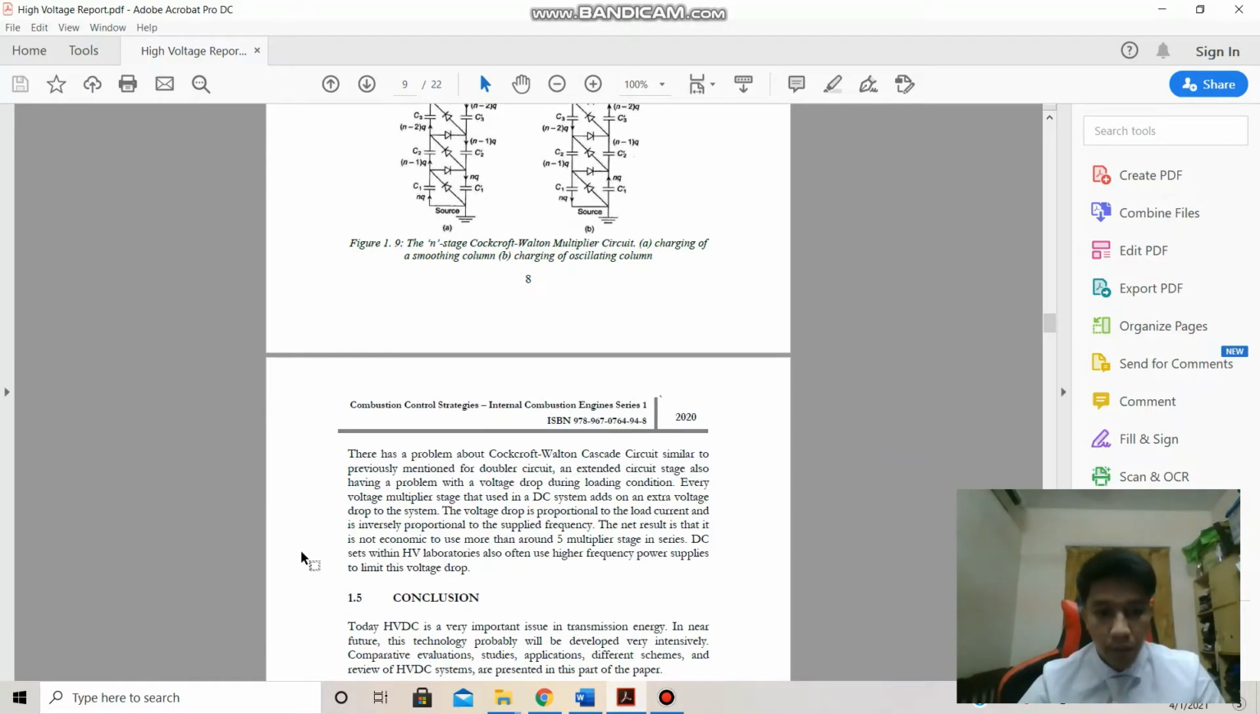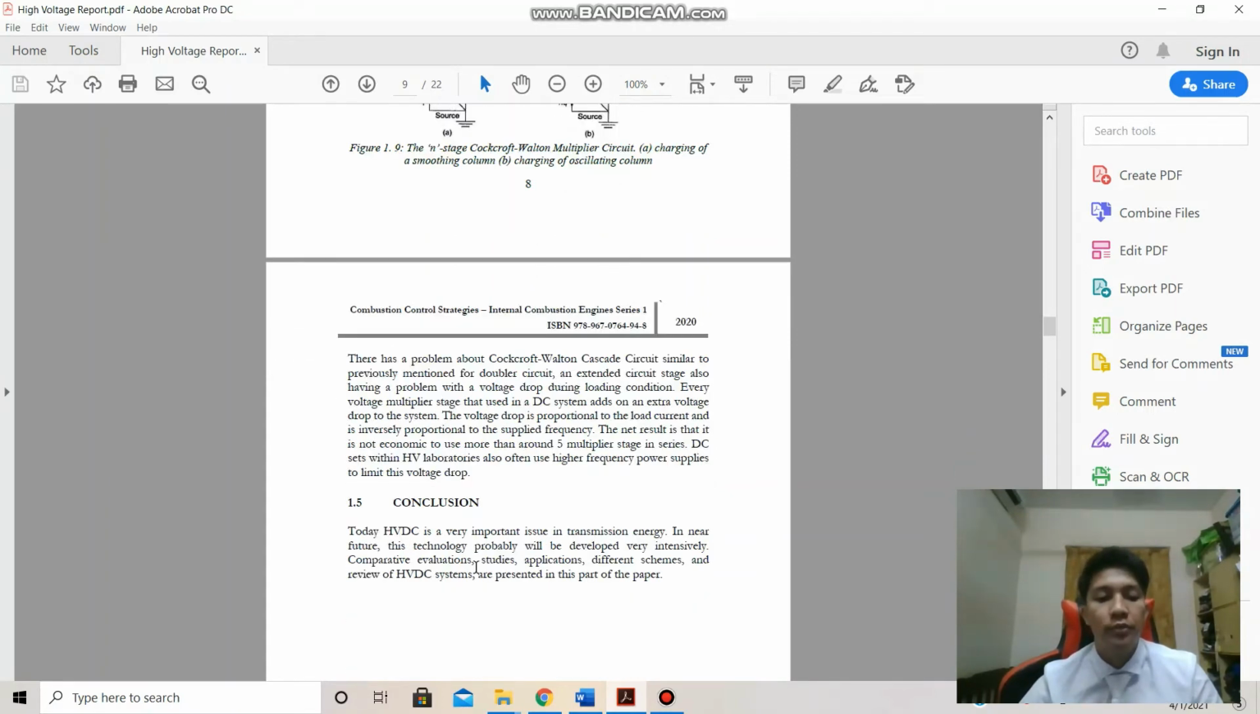The voltage drop is proportional to the load current and inversely proportional to the supply frequency. The net result is that it is not economic to use more than 5 multiplier stages in series, and DC sets in HV laboratories also often use a higher frequency power supply to limit this voltage drop.